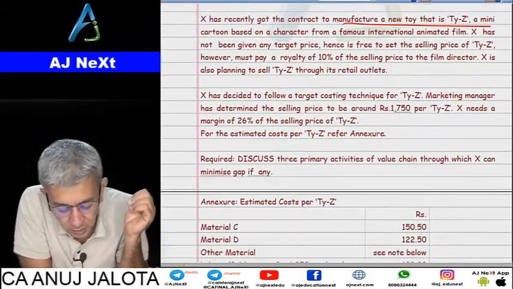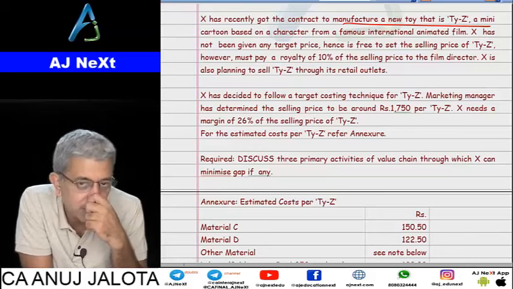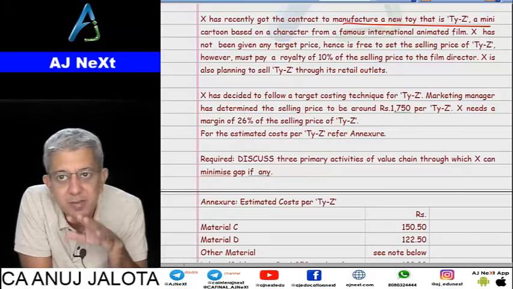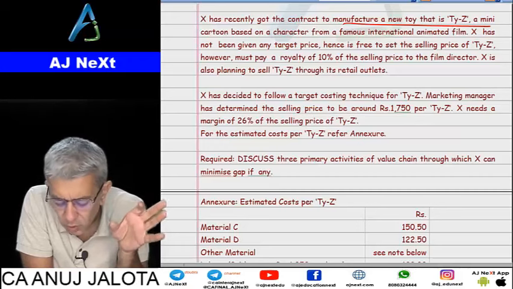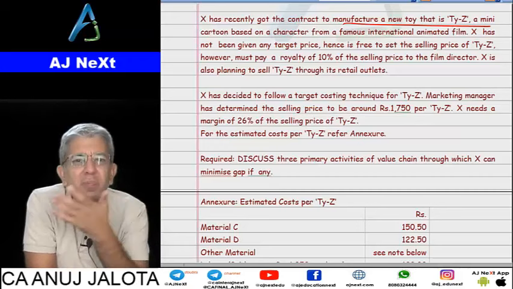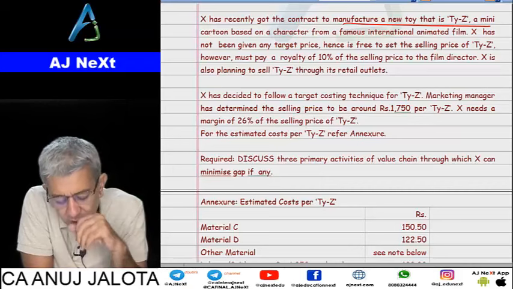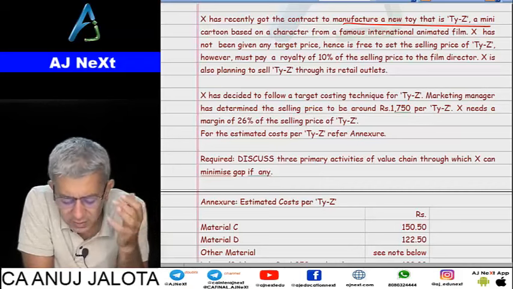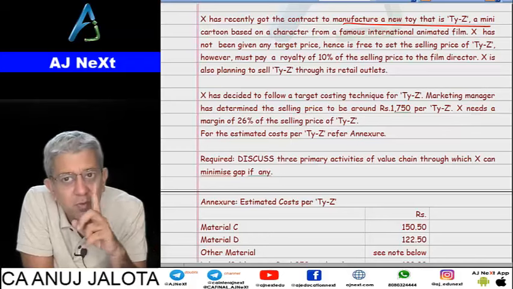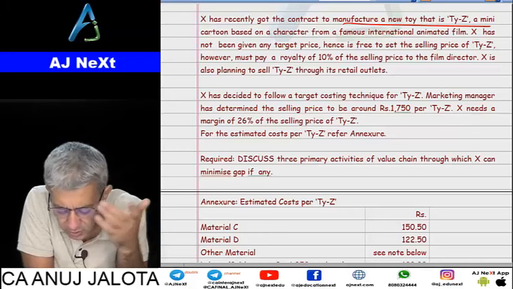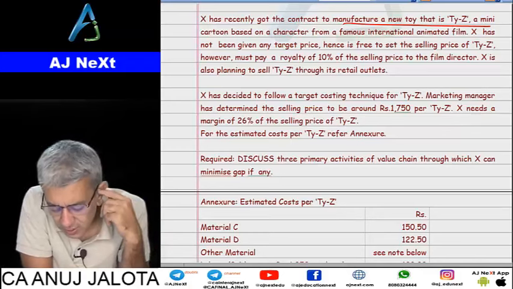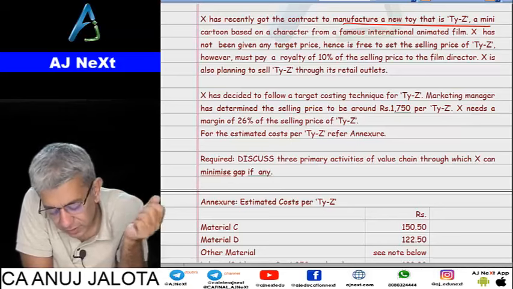So X has got a contract to manufacture a toy called TYZ, from some international animated film. Something like, say, Marvel, something like Iron Man toys and so on. Now, they can set any price that they want, but they have to pay a royalty of 10% to the film director. X has decided to follow the target costing technique for TYZ.